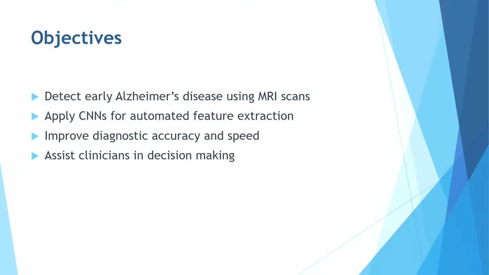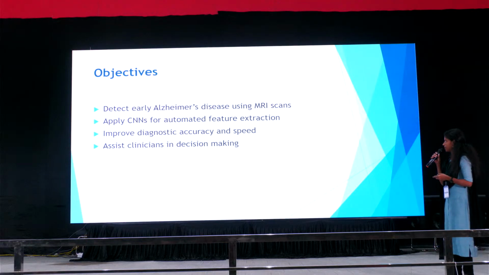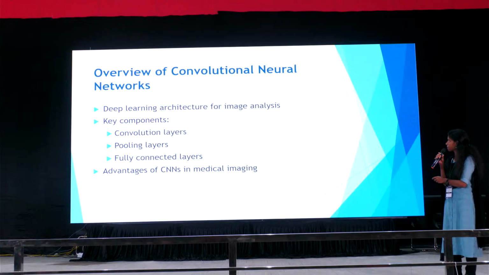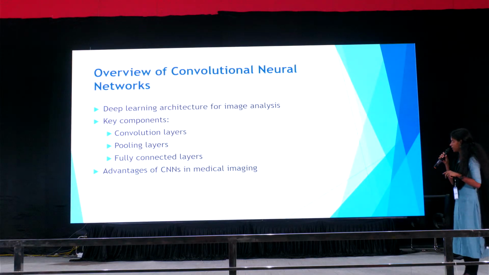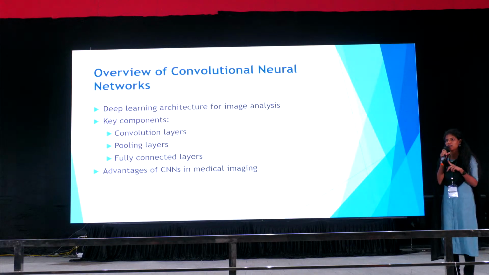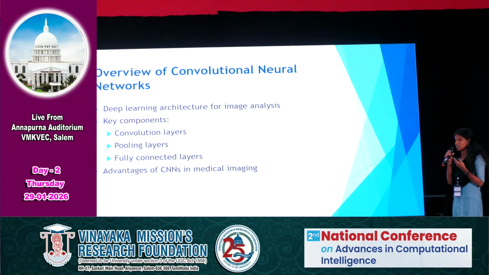We apply CNNs, convolutional neural networks, for automated feature extraction, to improve diagnostic accuracy and speed, and to assist clinicians in decision making. Overview of the convolutional neural network: it is a type of deep learning architecture for image analysis. Key components are the layers: convolution layers, pooling layers, and fully connected layers. And the advantages of CNNs in medical imaging.